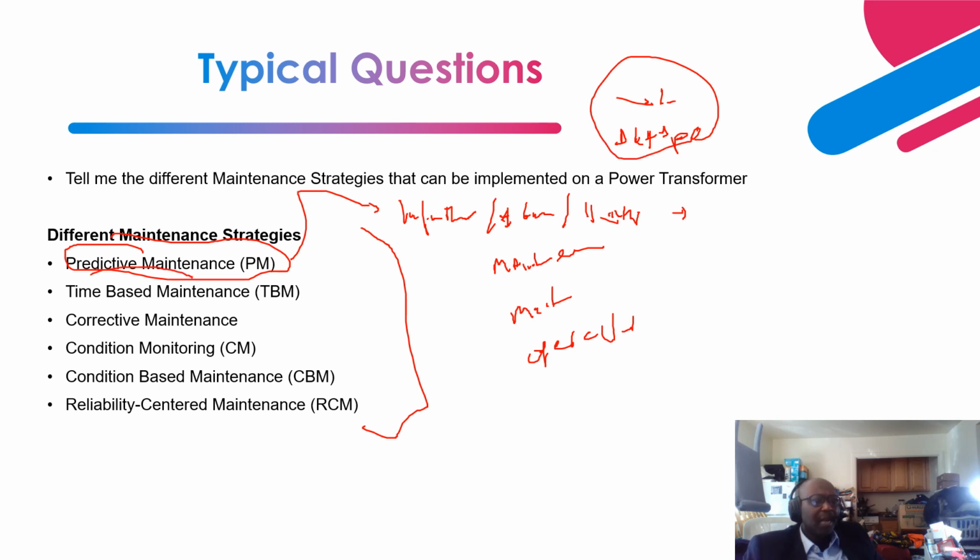Okay. Next is time-based maintenance, right? Okay, so this is one of the maintenance strategies. About 60 to 70% of industries practice that. I'll say about 30% are shifting from time-based maintenance to condition-based maintenance. Okay, so this is for a power transformer.